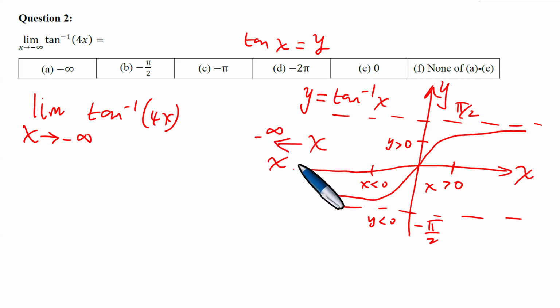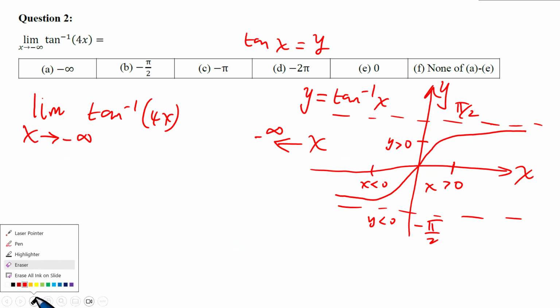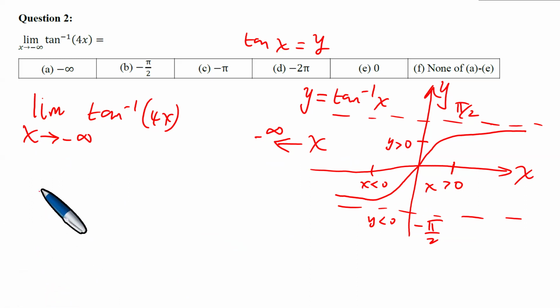So x approaches negative infinity. You can write it like this. It goes to the negative end of this particular x-axis. The question is, what is the answer to this? As you approach the negative side, it gets closer and closer to minus pi over 2, which is negative pi over 2 radians. So which one becomes the answer? The answer becomes B.